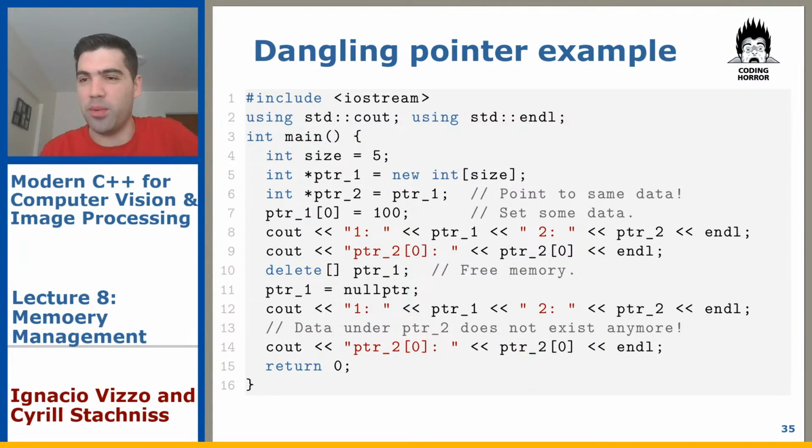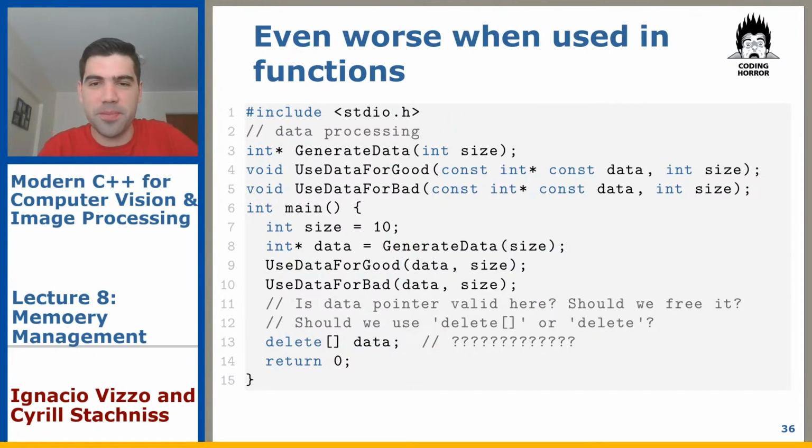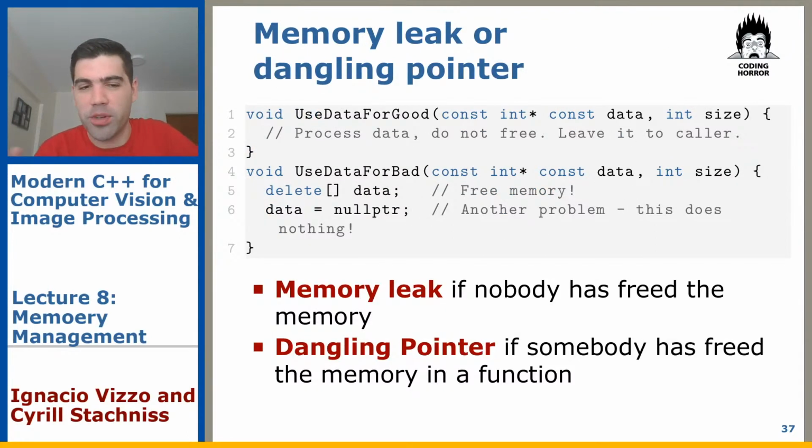So here's an example of the dangling pointer. Again, just try it. I will not go through it because it's super easy. And here's an even worse example when used with functions.